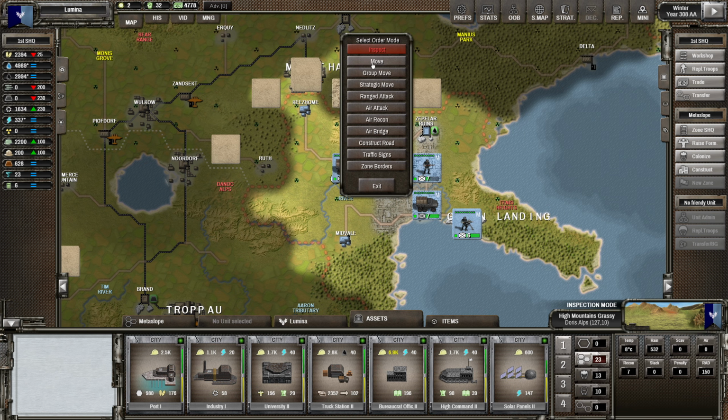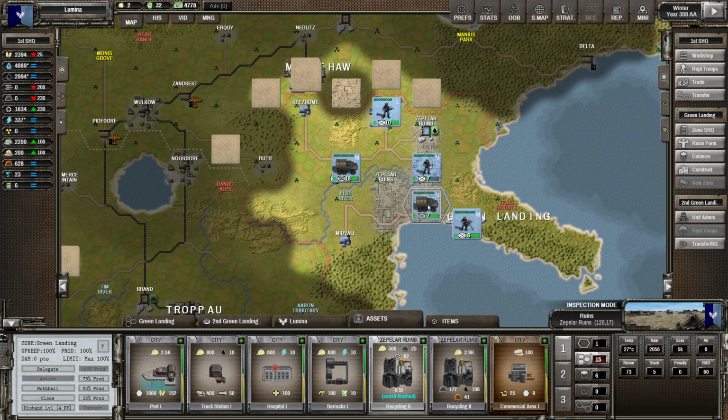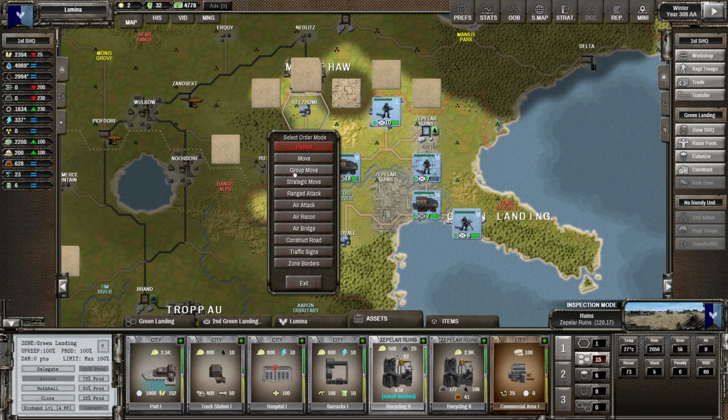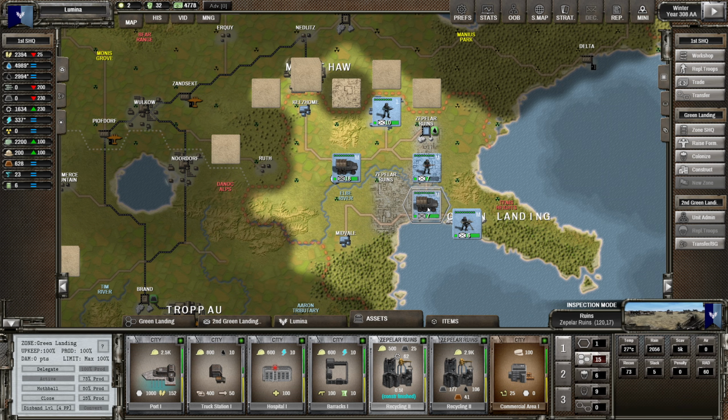Okay, there are various other map modes. We've got group move. You can move everything in a single hex all at once. You'll want that a lot. There is strategic move, so let's just turn on the logistics look. This is normal move. I've got this militia unit, and we can move it anywhere we want, providing we've got the movement points.